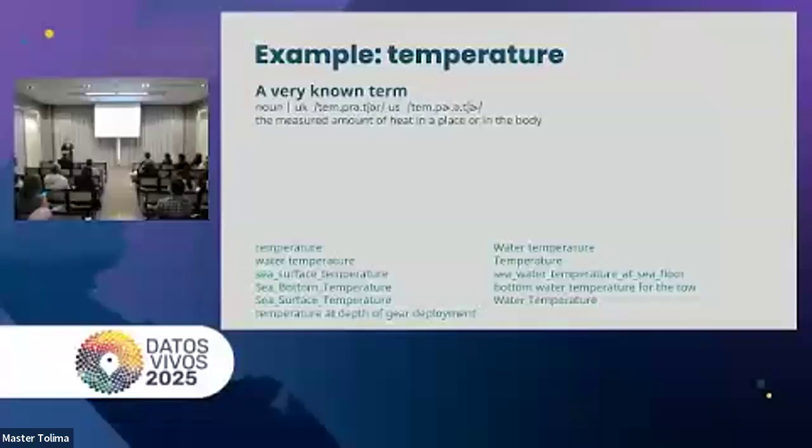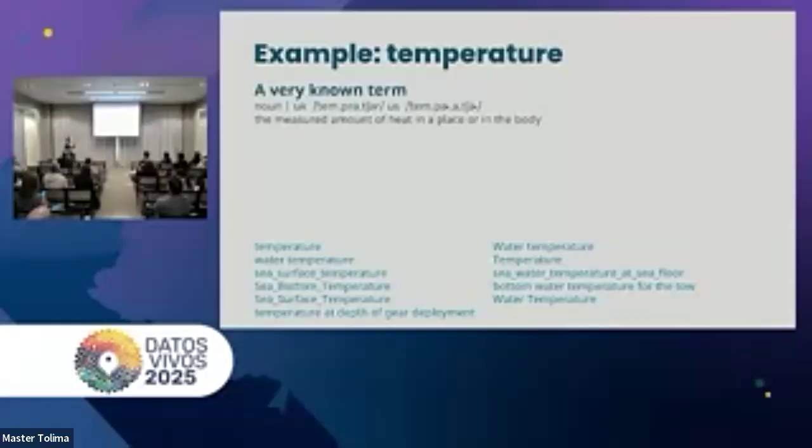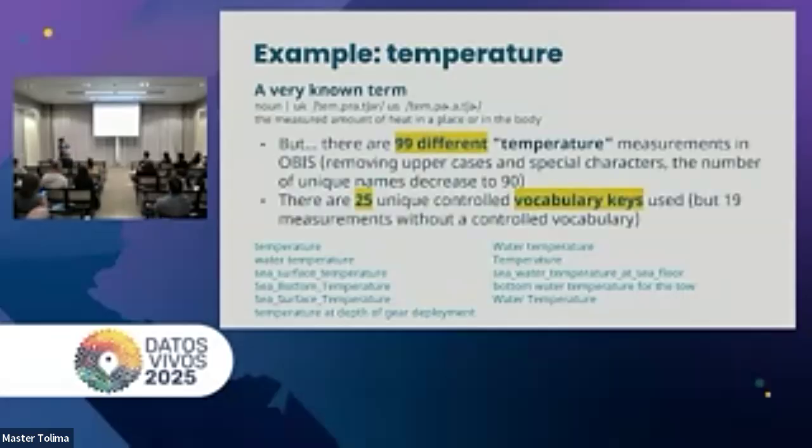So another example is temperature. Temperature is a very well-known variable, and we might all understand what temperature is. And yet there are a lot of different ways to measure temperature.